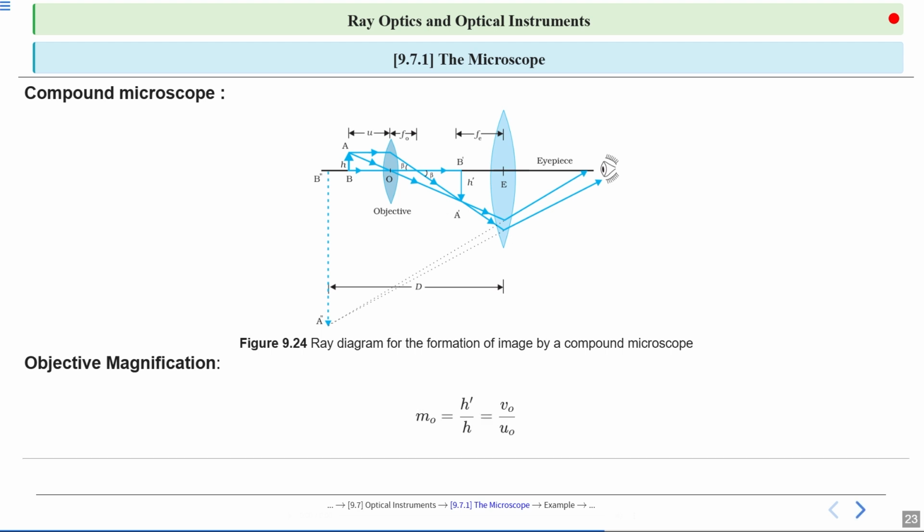Here's the formula for objective magnification. M naught equals H dash upon H, equals V naught upon U naught. In this equation, H dash is the height of the image, H is the height of the object, V naught is the image distance, and U naught is the object distance for the objective lens. Each of these variables plays a crucial role in determining how much the object is magnified.